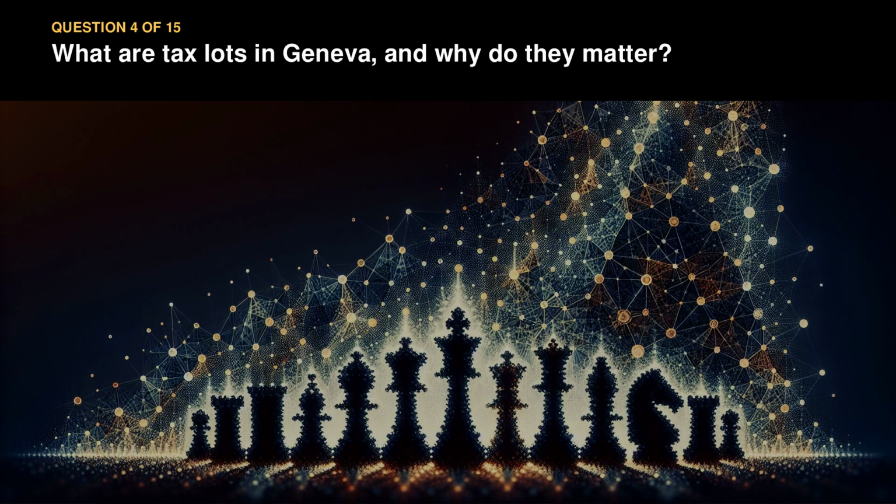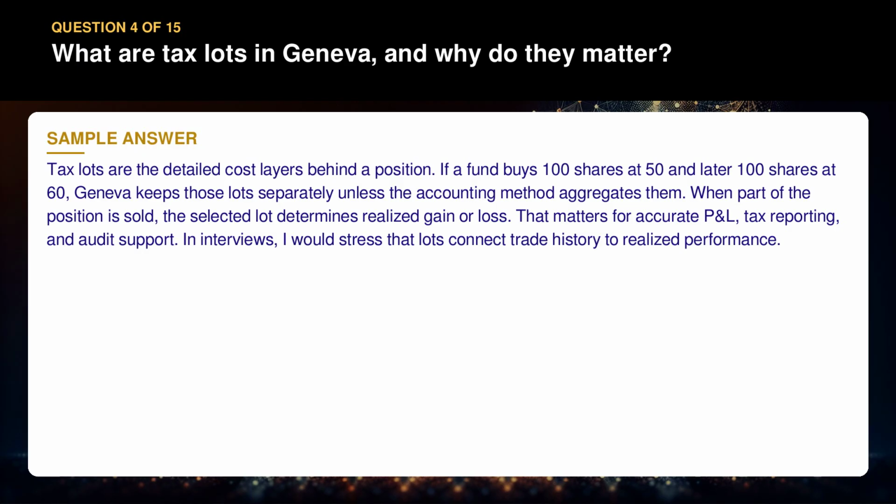Question 4. What are tax lots in Geneva, and why do they matter? Tax lots are the detailed cost layers behind a position. If a fund buys 100 shares at 50 and later 100 shares at 60, Geneva keeps those lots separately unless the accounting method aggregates them. When part of the position is sold, the selected lot determines realized gain or loss. That matters for accurate profit and loss, tax reporting, and audit support.